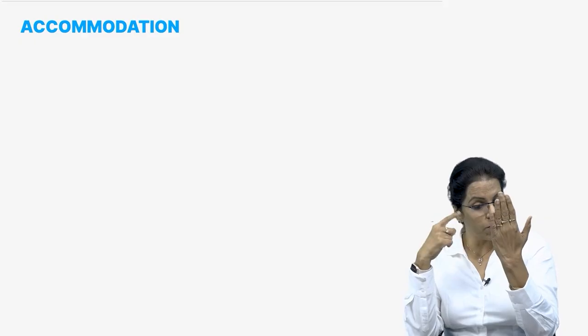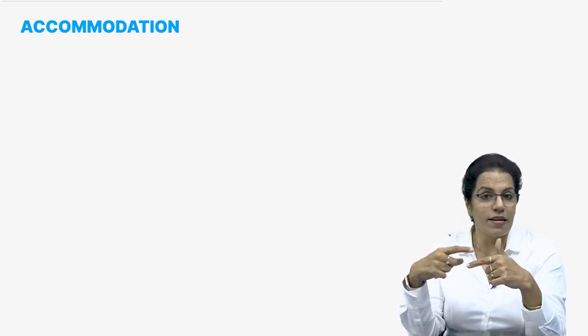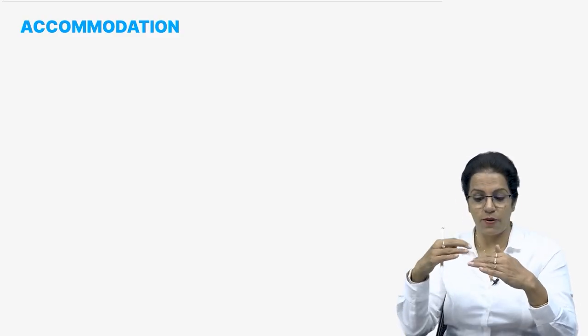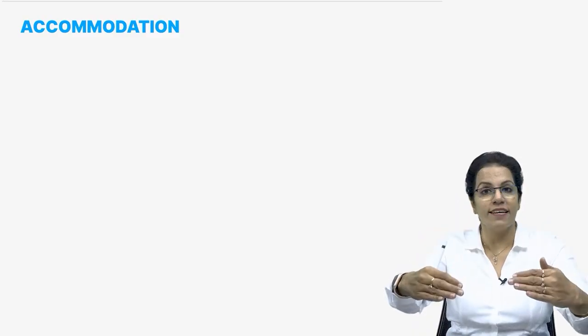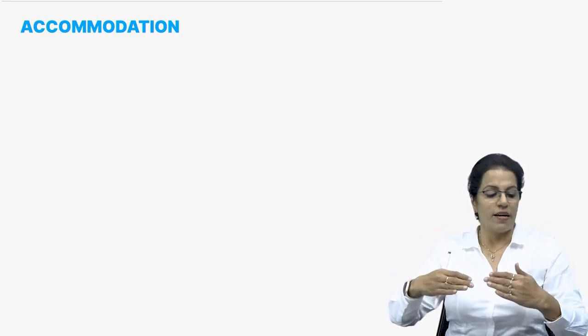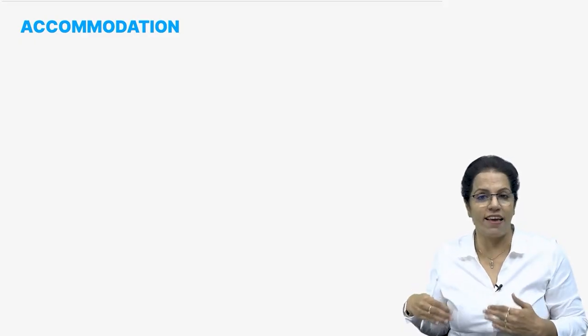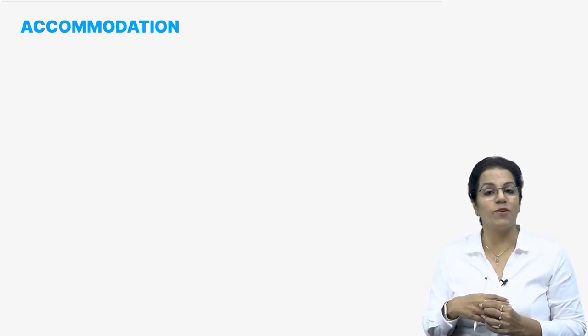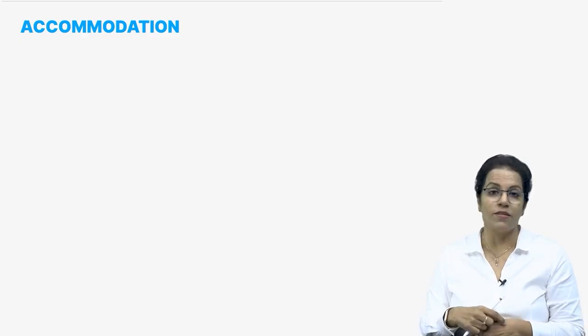What is accommodation? I need more power when I am looking at the near, and less power when I am looking at the far. So, the more power that I need in my eye when looking near, I am getting from this process of accommodation. I hope it's clear now. At whatever distance I am looking, the refractive power is adjusted accordingly in my eye. I don't even know that. This is the process of accommodation. So, how does it happen?